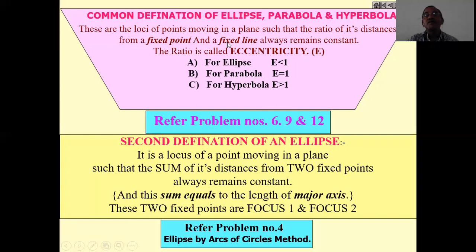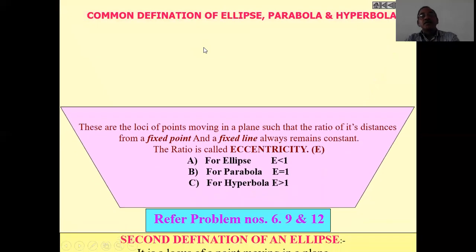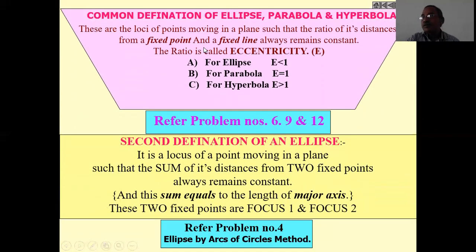In order to follow this definition, we need two parameters. One parameter is the distance between the fixed point and the fixed line. Here one more thing I have to add, which I missed: the fixed point is called the focus, and the fixed line is called the directrix. So there must be some distance between those two entities, and that should be given to us.